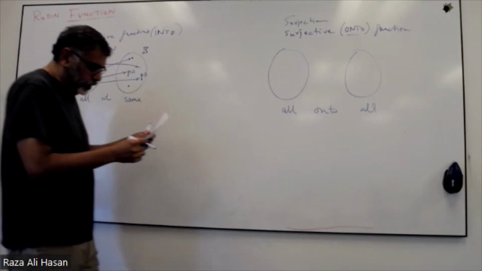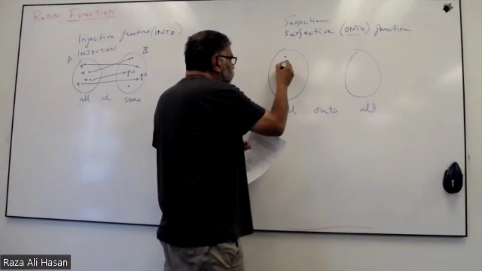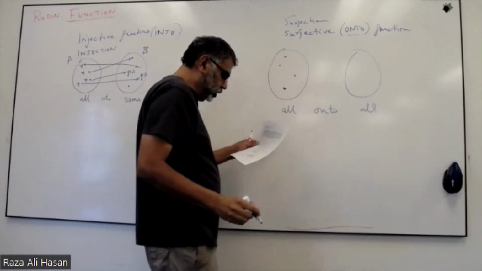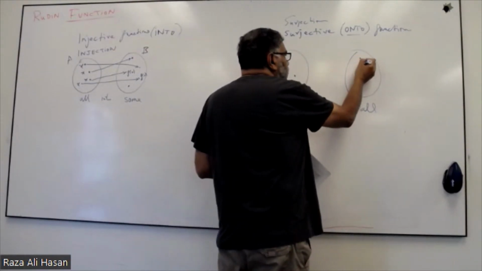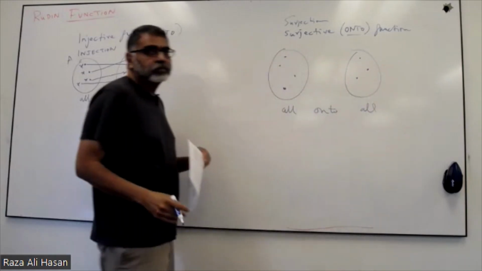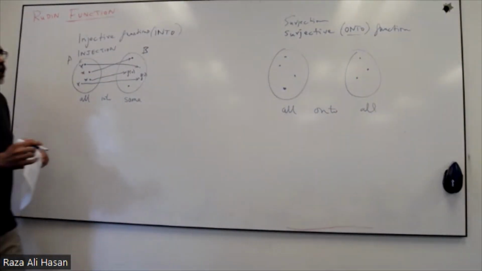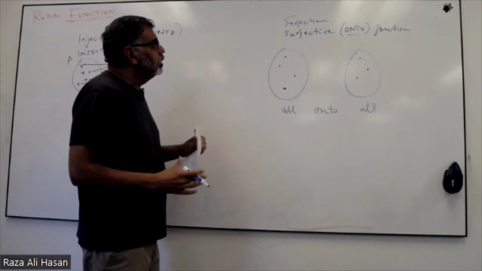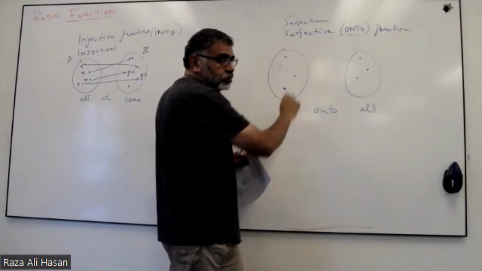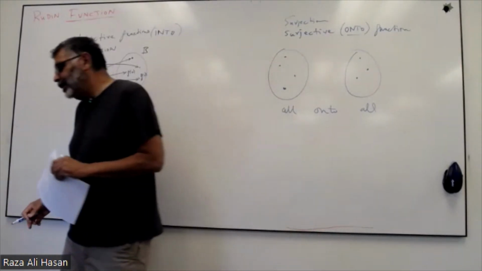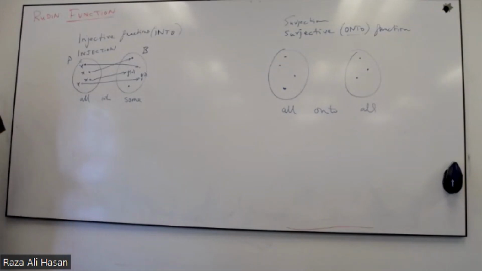So we have 4 elements here according to this picture, and only 3 on this side. Yeah, this is surjective.